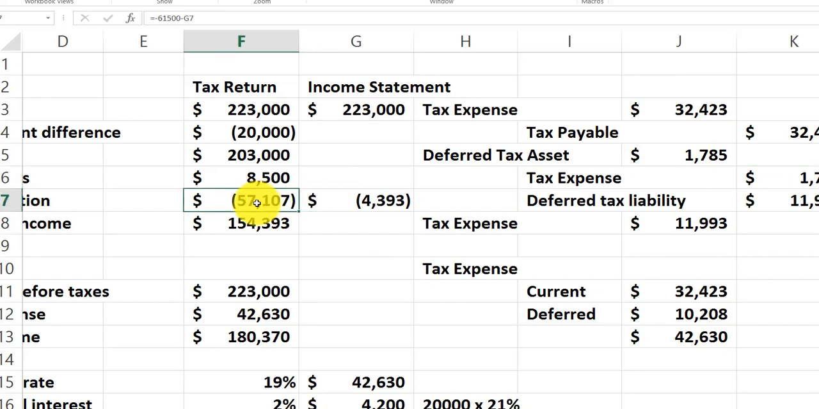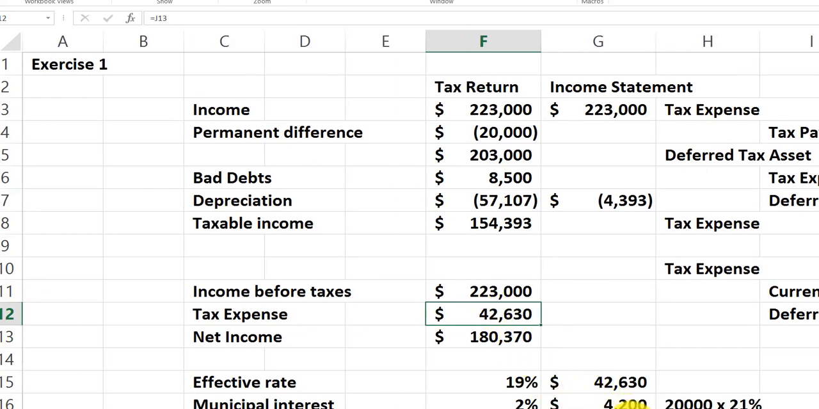Then we look at this $57,107. We know it's a deferred tax liability. Again, we know there's nothing from the year before, so we can go ahead with a journal entry by taking the $57,107 multiplied by the tax rate. It goes up, the liability, the tax expense is also increased. So our tax expense is the 32 minus the 1,785 plus the 11,993. So that's our deferred tax expense, or tax expense on the income statement.